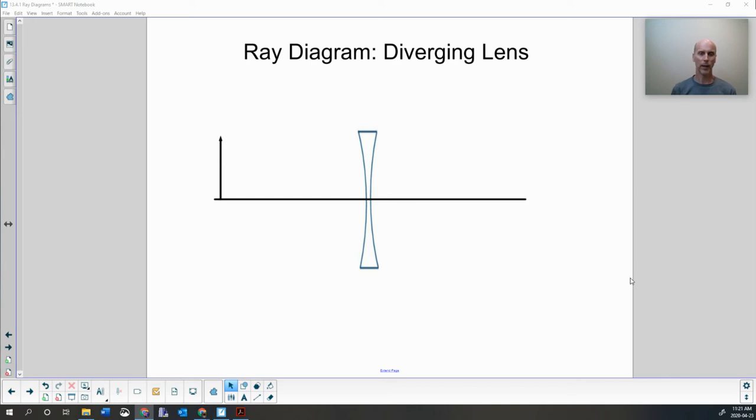Hey, we're going to do a ray diagram for a diverging lens. So let me set things up a little bit here. I've drawn my principal axis, and I'm just going to highlight the other features that we need to draw this ray diagram. We need to identify the focal points.